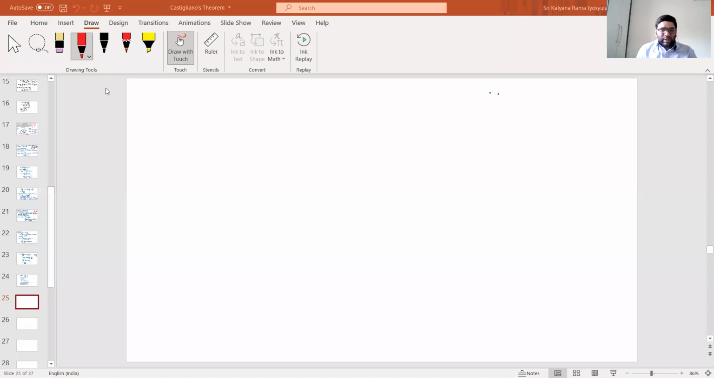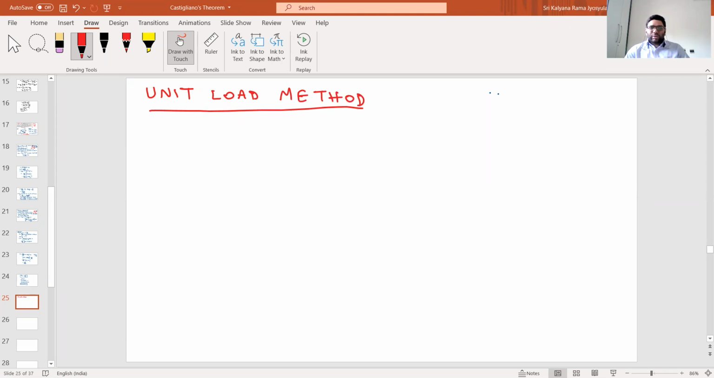So we are going to learn the unit load method. The name itself mentions that this method uses the concept of assuming that there is a unit load acting at the point where you need to find the deflection.